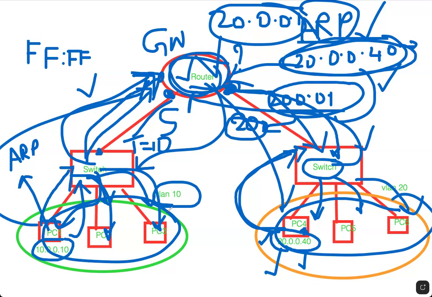At a time, it doesn't know whether it's a PC or a router. It doesn't know what is at the other end. It will broadcast to all the ports. Okay, fine, sir. Any other questions, guys?